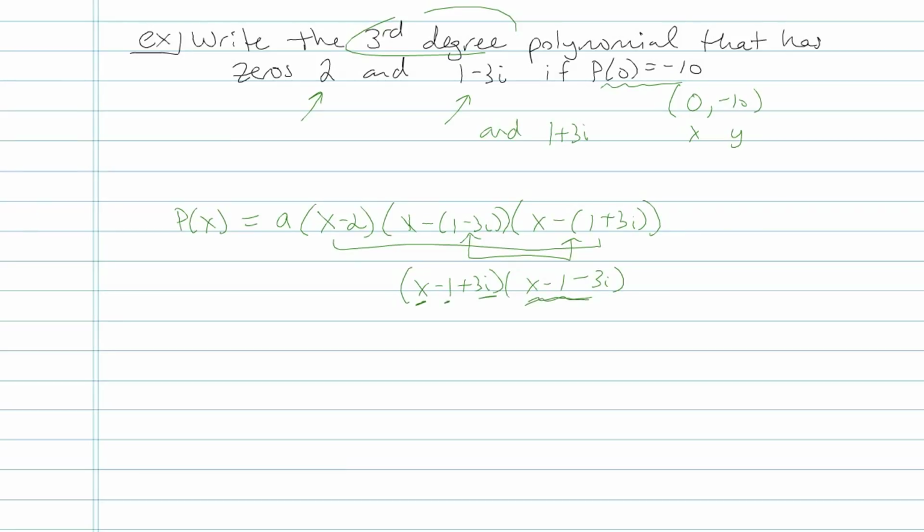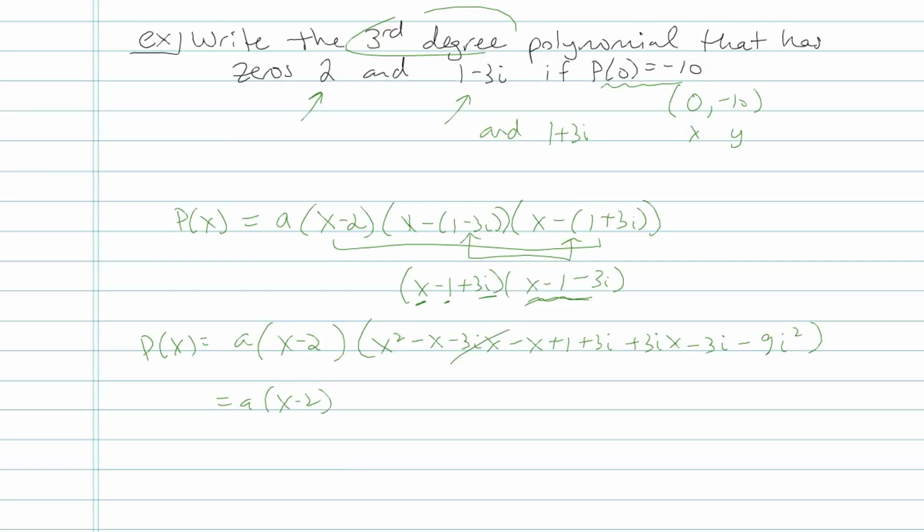So let's start with x. x squared minus x minus 3ix. Now I'm going to do negative 1: negative x plus 1 plus 3i, and now I'm going to do 3i. So plus 3ix minus 3i minus 9i squared. Remember, that whole thing is multiplied by the factor x minus 2, and I still have that a to deal with. Okay, let's combine like terms in here.